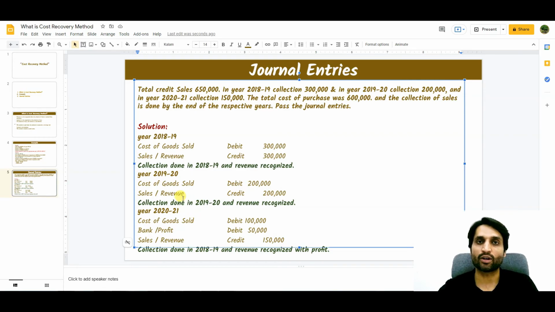So the cost recovery method is the one where we cannot recognize anything until we receive the payment from our client. As long as we receive the payments in installments, we will keep making recognition of our sales and profits. I hope you understand this concept.